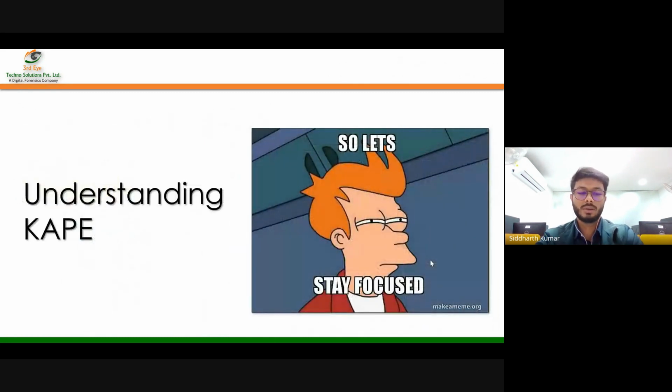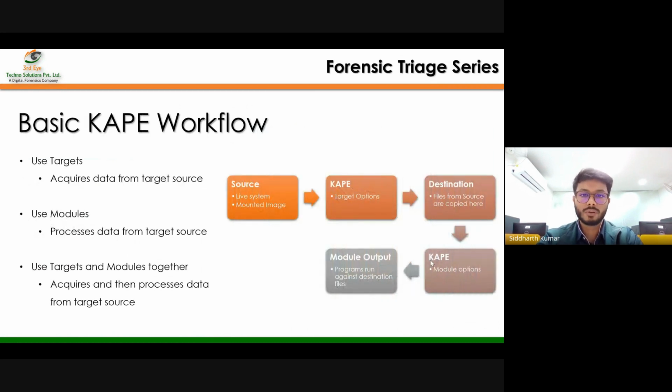So let us now understand how KAPE works. The basic workflow KAPE works on is just like any other forensic tool. You need to have a target in which there should be a source, and there should be a destination, from where you want to pick the data and where you want to put the data, right? So we were talking about targets and modules. When we use targets, in the target section we specify the tool that we want to acquire data from a target source. It can be your live system, or even a forensic image also. We'll come on to that in a bit.